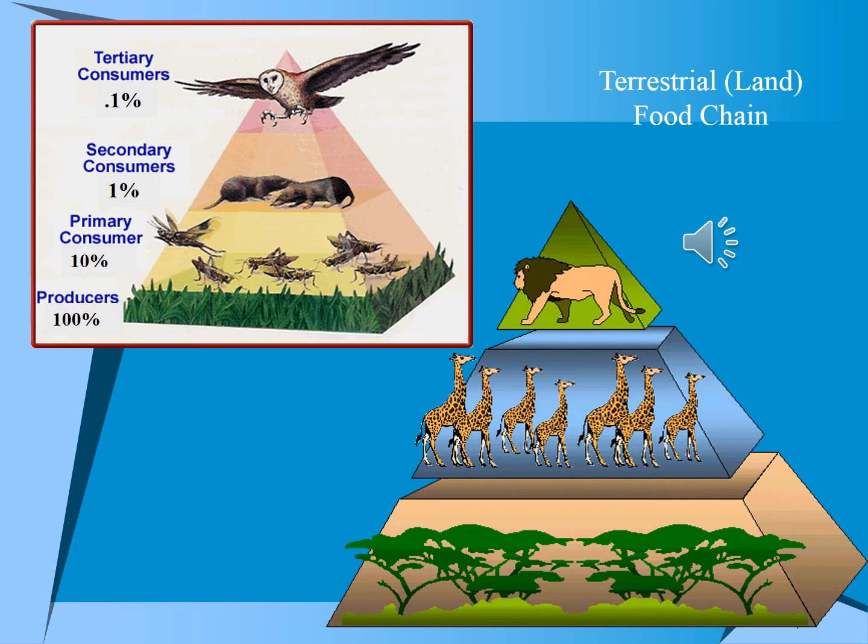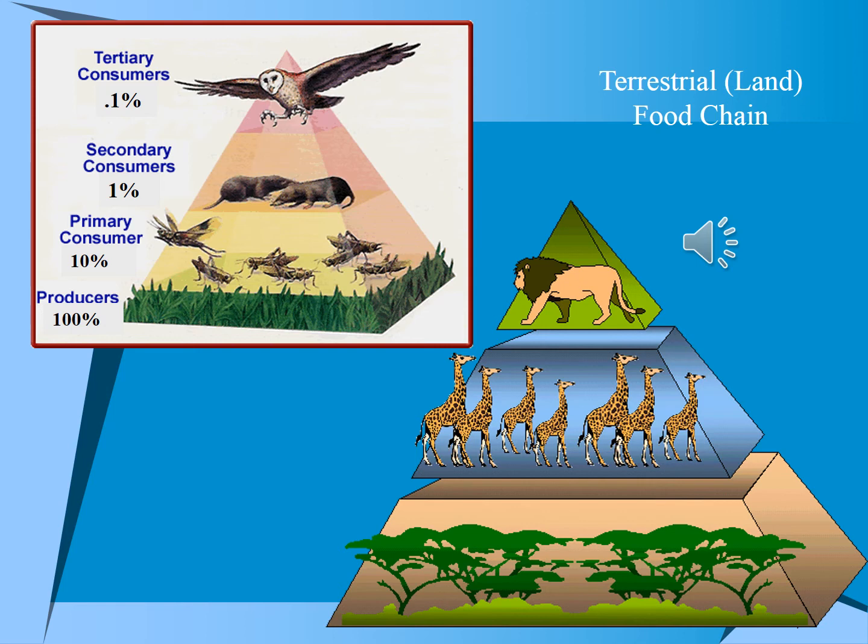So if you take a look at the top food chain, you have grass, grasshopper, and that looks kind of like a mouse, and then the owl eats the mouse. So as you take a look, you notice that the grass has 100% energy, the grasshopper 10% energy, the mouse 1%, and then the owl 0.1%.